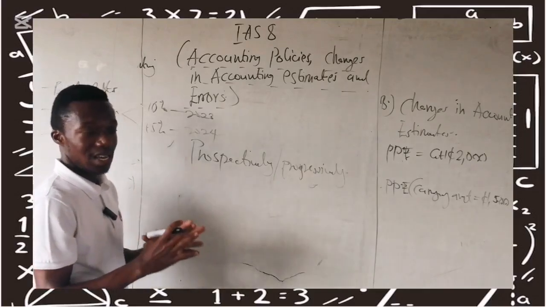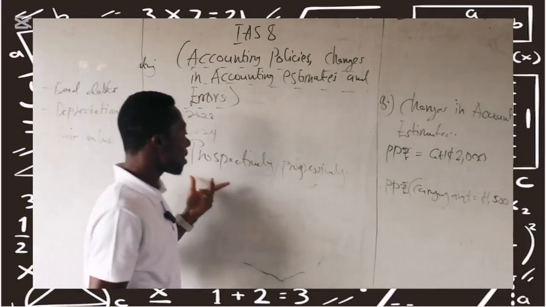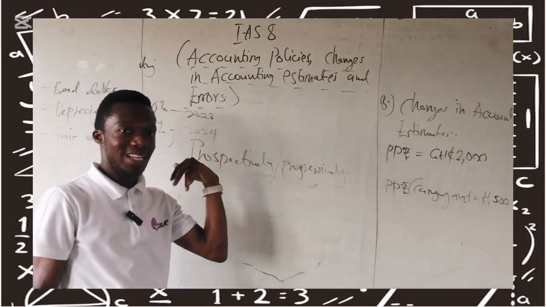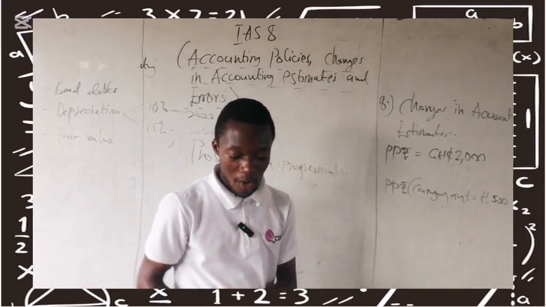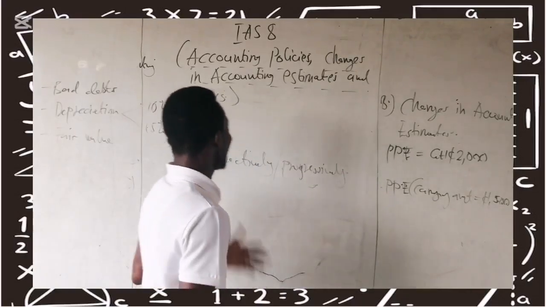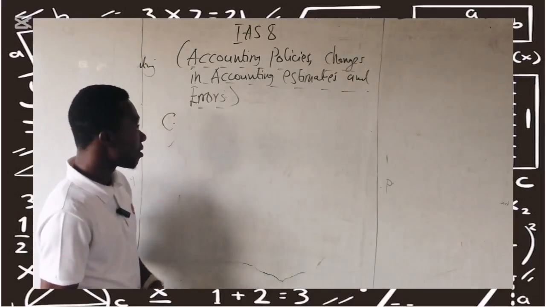So this is what we call an accounting estimate. It is just a temporal estimate that's been made by management, which is applied prospectively, now and in the future. It doesn't apply retrospectively. So let's take note of that. So that's what we call an accounting estimate. Now let's discuss the last part of the accounting policy, changes in accounting policy, and then errors.